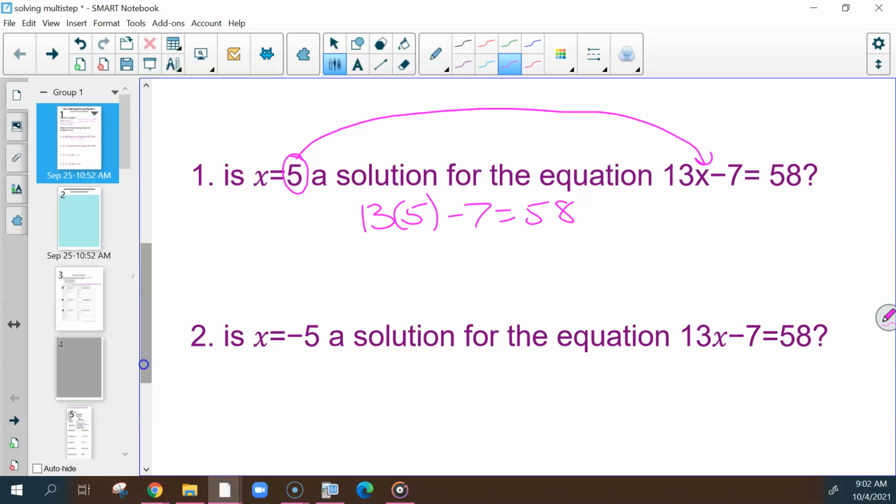13 times 5 gives us what? 65. Does 65 minus 7 equal 58? Yeah. So I can say that this makes this statement true, because we put it back in and we get what it's supposed to equal.